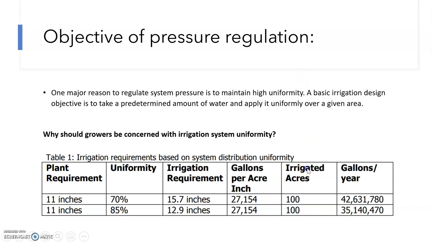I have attached this same concept in the tabular column in the previous water uniformity session as well. The plant rooting depth is only 11 inches. But whenever we have 70% uniformity, the water requirement per year is nearly 43 million. Whenever the system uniformity is 85%, we drastically reduce the water requirement to 35 million. So it's a big change. This is how we need to maintain water uniformity with the help of pressure regulation. In an upcoming slide, I will discuss this in more depth.